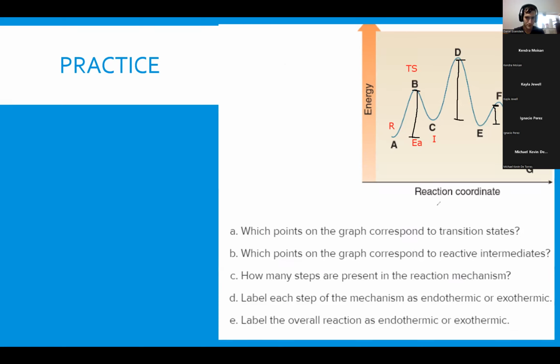Finally, in green, going from A to G is the delta H of a reaction. Is that exo or endothermic? Okay, it's exothermic.